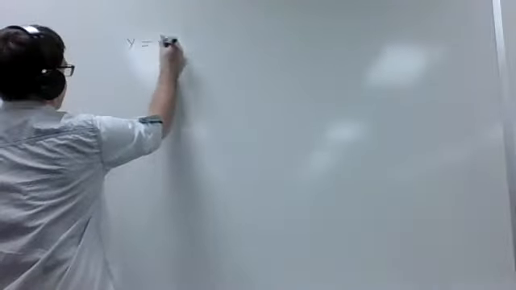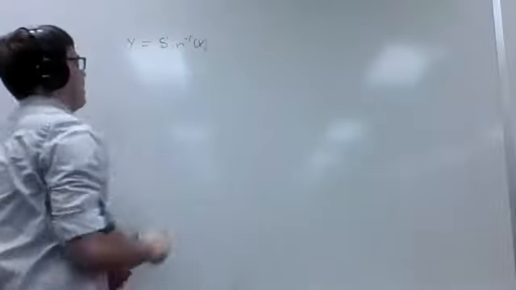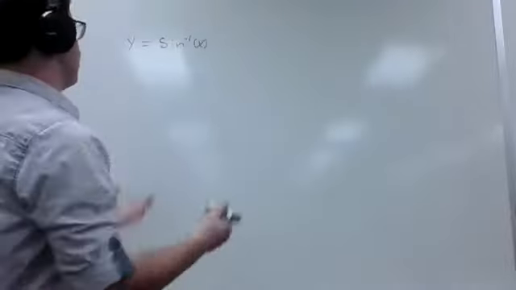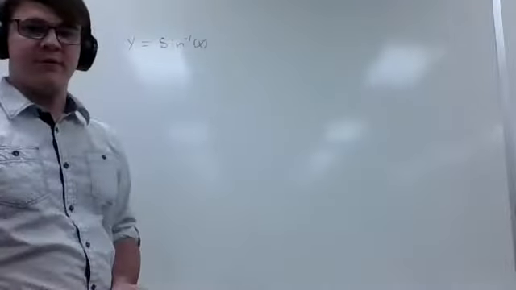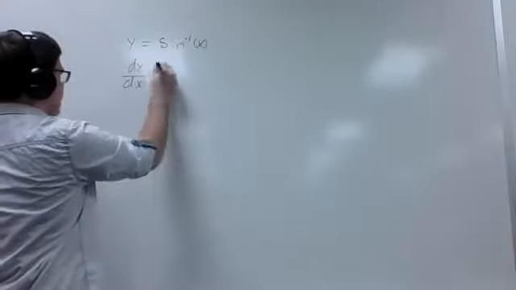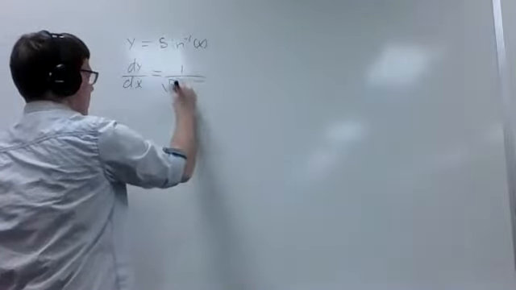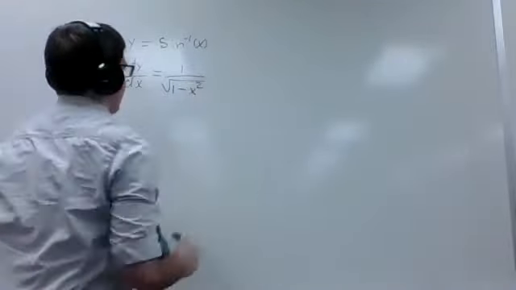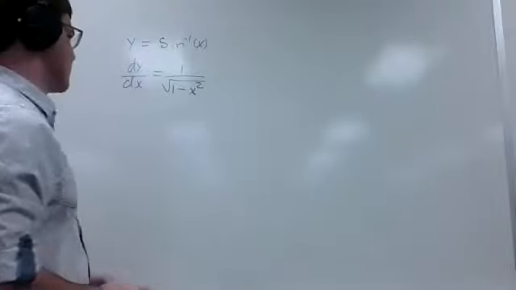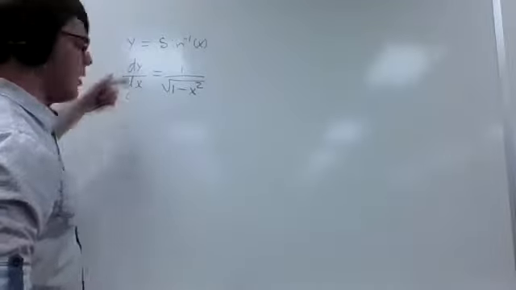So we're going to say that y is equal to sine inverse, or arcsine, of x, right? And we know the derivative because of the derivative rule. We know that if we take the derivative of this, it should be 1 over the square root of 1 minus x squared. That's the derivative, right? That's what we learned. That's what the rule is. But how do we get from here to there?